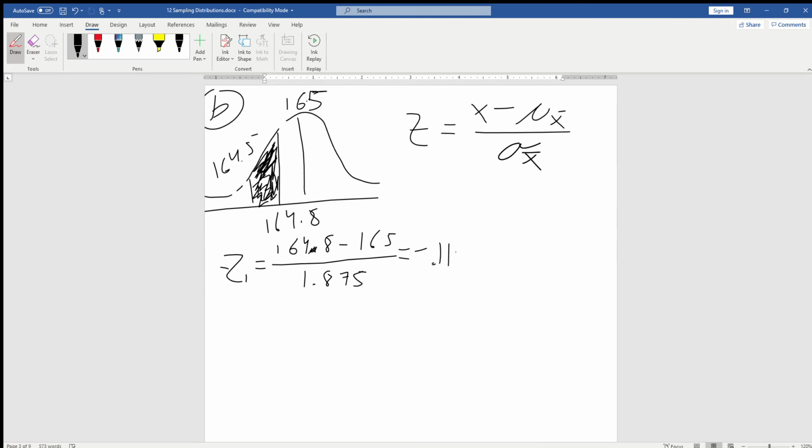Okay. Now, we're going to use our z table. Okay, so remember, you go into the z table. I'm going to go to negative 0.1, and I'm going to go over to 0.1, and from the z table, I get 0.1335.